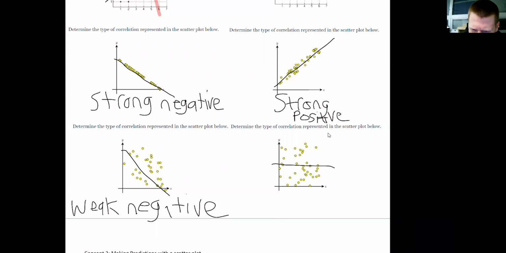And then this next one, it doesn't really look like it's going up or down. It looks like your points are everywhere, or your line of best fit is almost horizontal. If that's the case, there would just be no correlation. There's really not a strong relationship between your two data points. So whatever you're looking at, it just seems like there's really not a connection between the two things you were looking at.